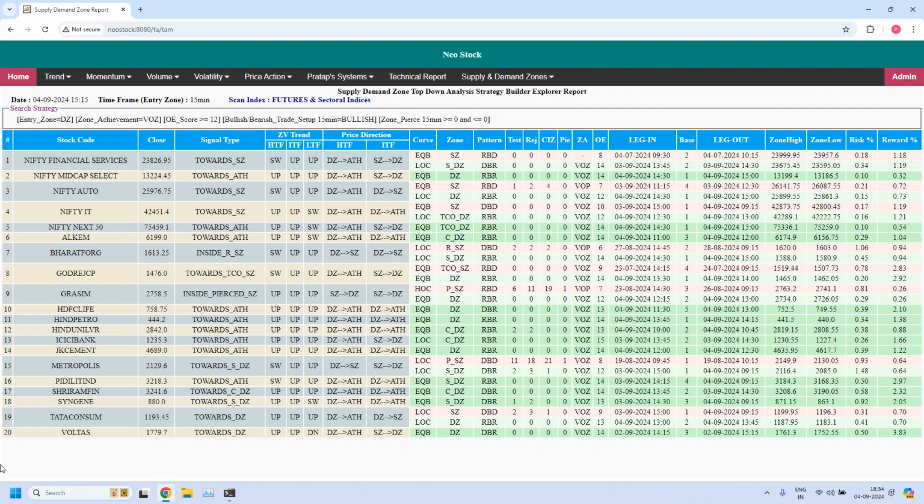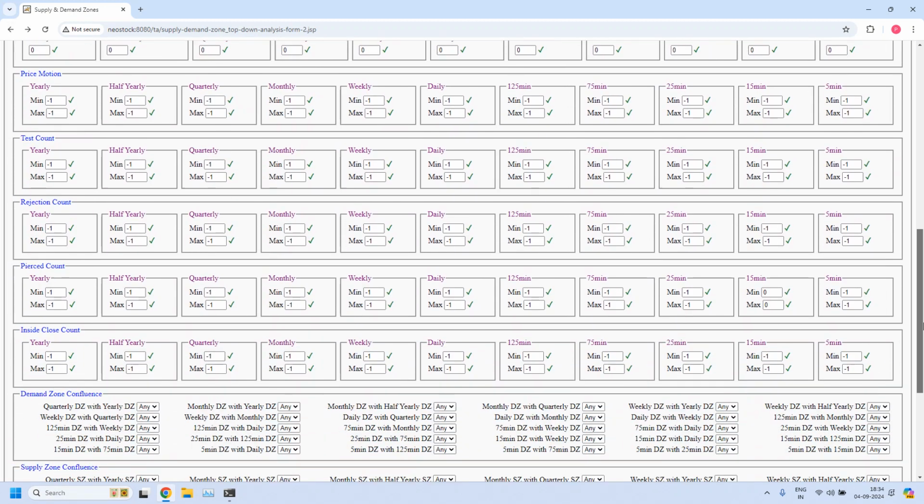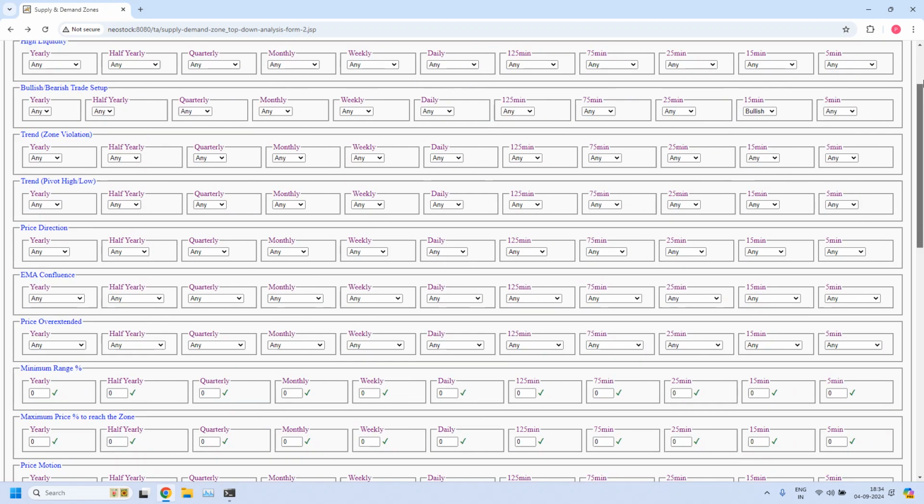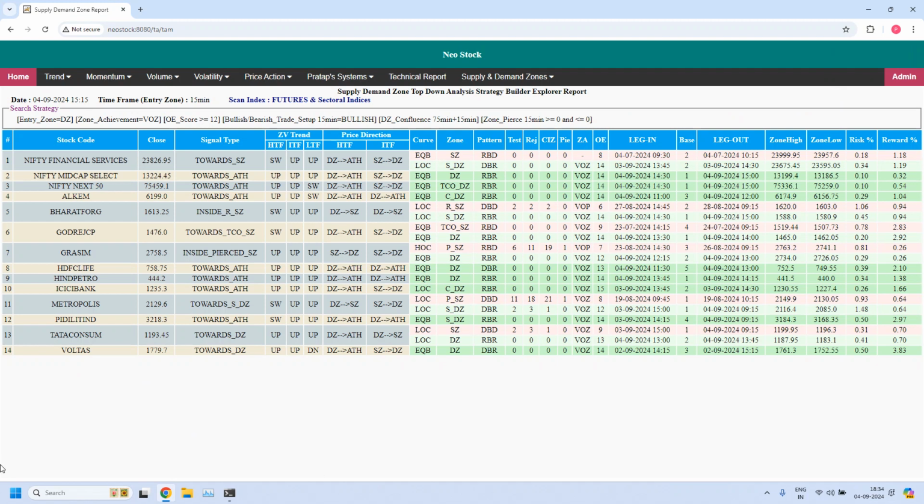Now out of these 20, let us verify how many of these stocks are having a confluence with ITF time frame. So 15 minutes is the LTF, so ITF is 75 minutes. So 15 minutes and 75 minutes demand zone confluence. So this is the filter, 15 minutes and 75 minutes demand zone confluence I enabled. Now let's verify how many stocks will filter. Now the list has come down to 14. These 14 stocks are supporting bullish trade setup for daily income trade, and also the 15-minute zone and 75-minute zone both are having confluence. That means the 15-minute zone is part of the 75-minute zone.